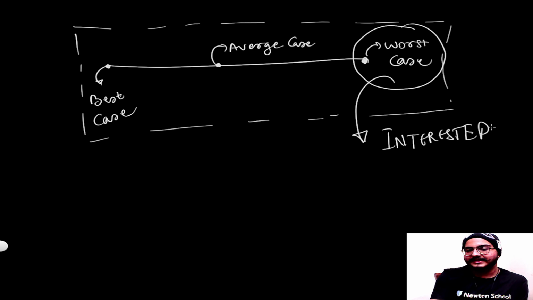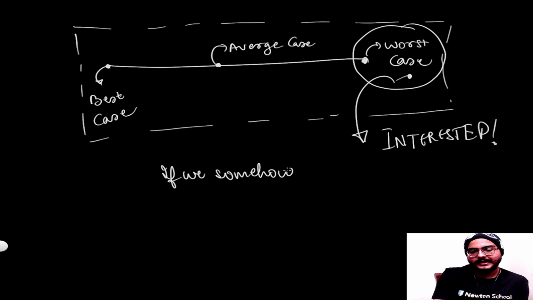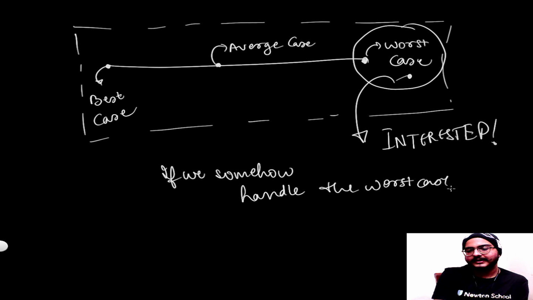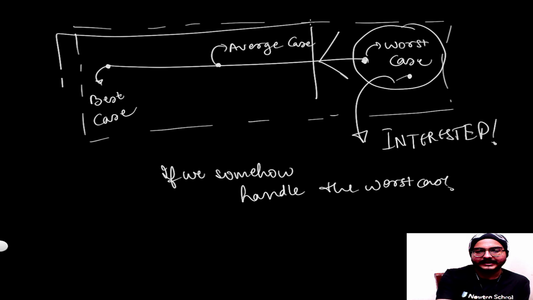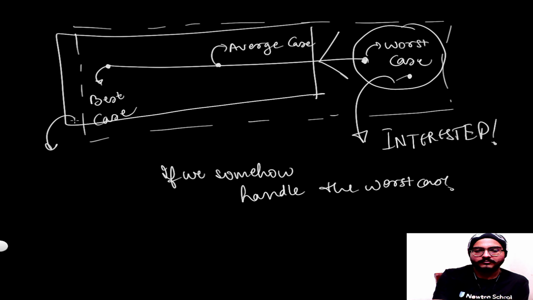Because if we somehow handle the worst case, the best case and the average case would be automatically handled. Like if I do some work upon this part of my program, the others would be automatically handled.